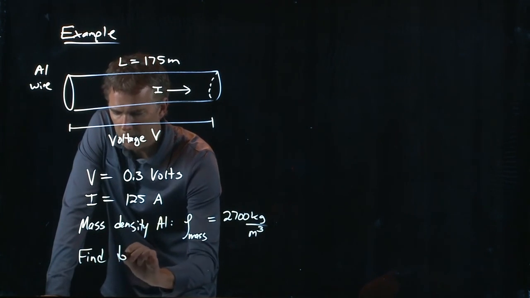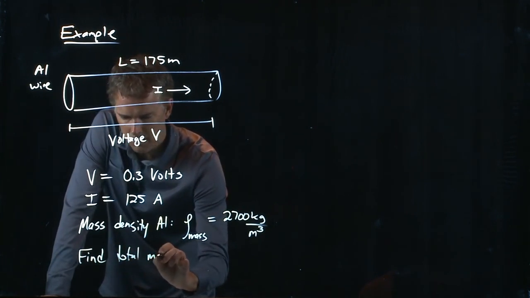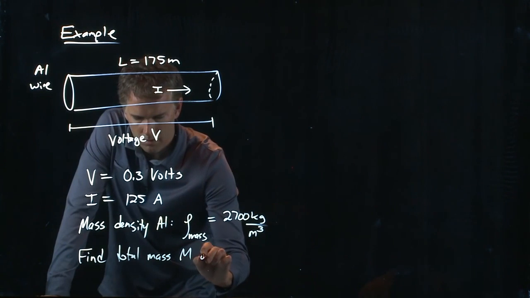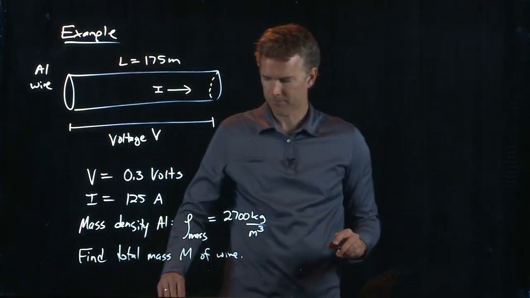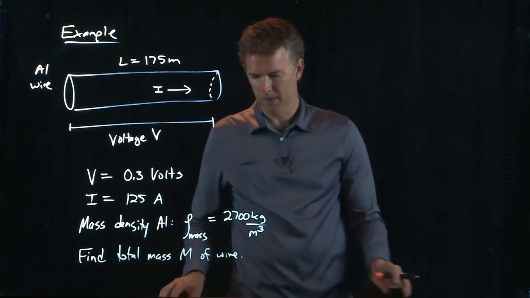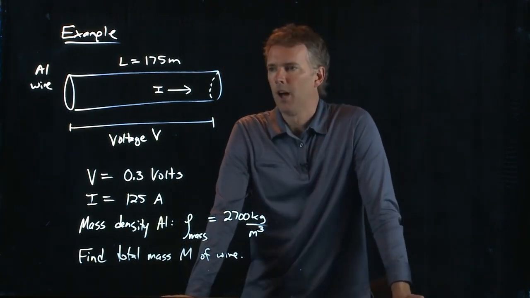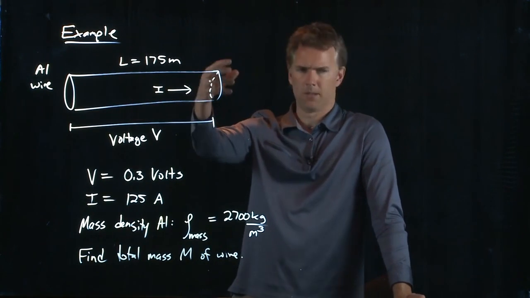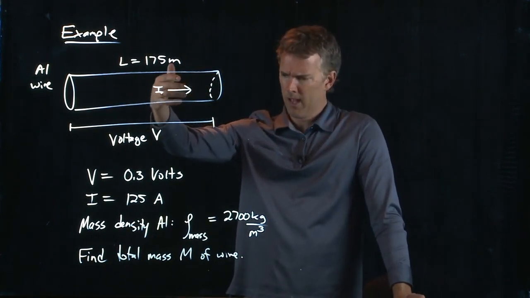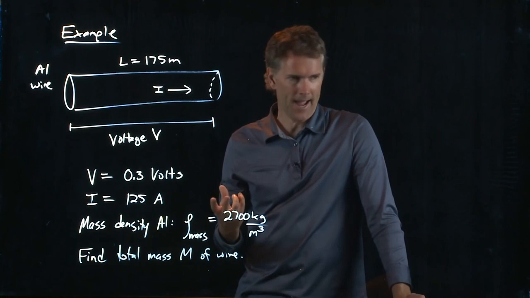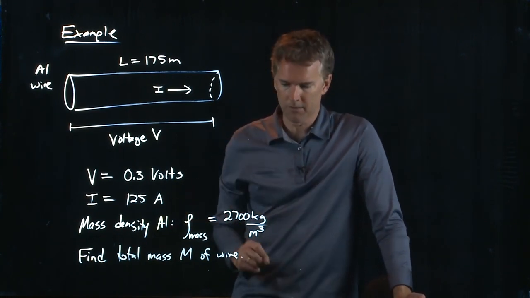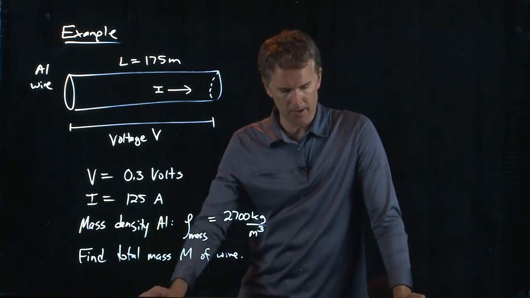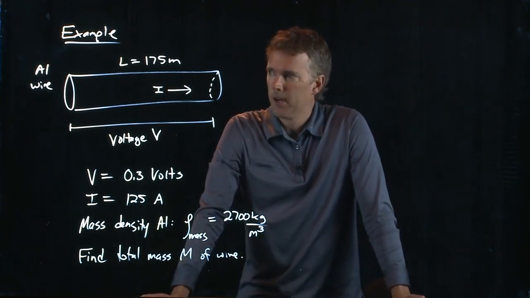And let's do the following. Let's find the total mass M of this wire. Okay, it might seem like we don't really have enough information, right? Because we just talked about how much current is flowing, and somehow we want to get the mass of the wire. Seems a little strange, but the key is that it's aluminum, and we know a little bit about aluminum. So how do we do this?